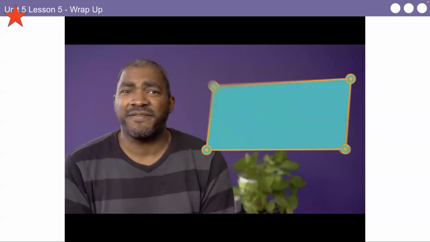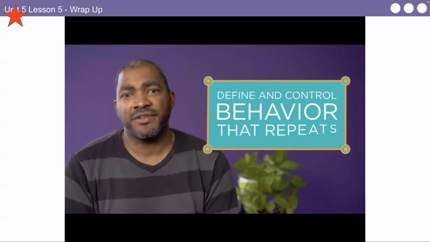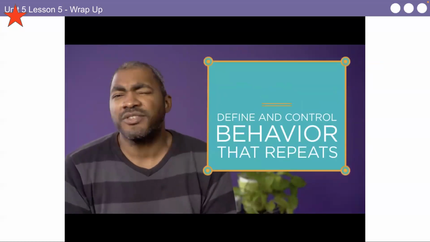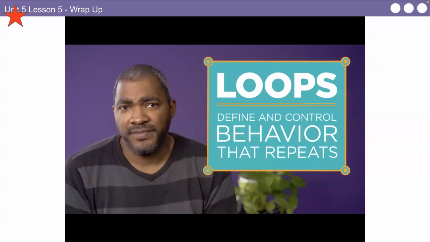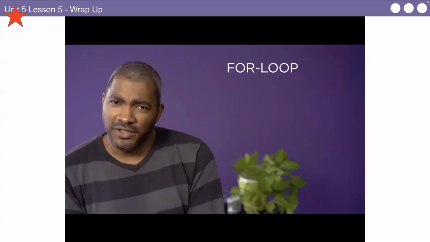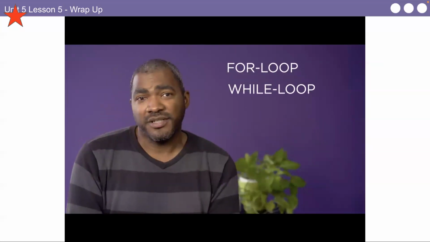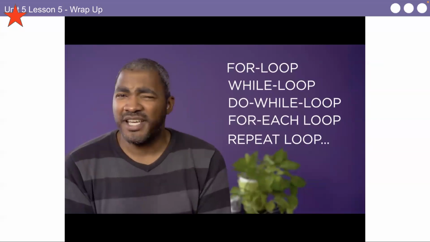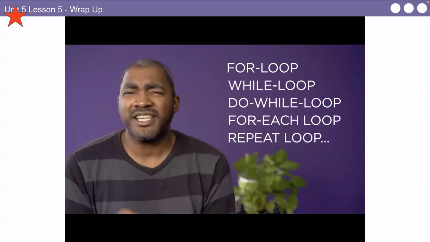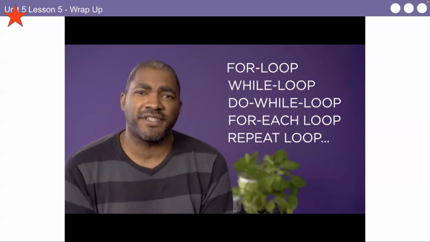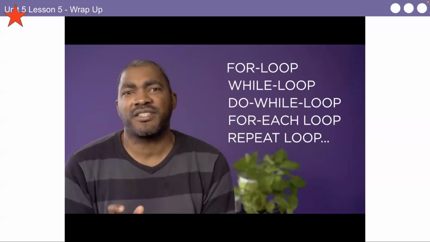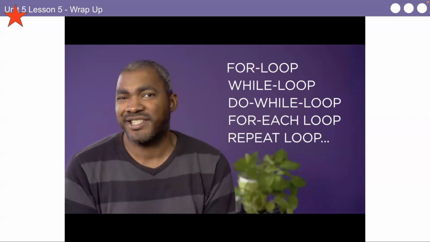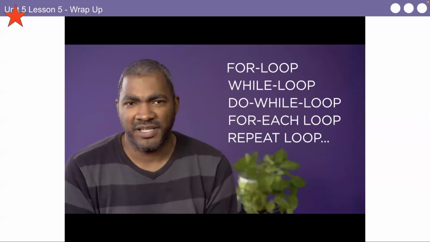Programming languages usually have a few different ways to define and control behavior that should repeat. These are usually called loops. They go by different names in different languages like for loop, while loop, do while loop, for each loop, repeat loop, and so on and so forth. These types of loops have small differences, but all of them are just different ways to get the computer to execute some lines of code repeatedly.